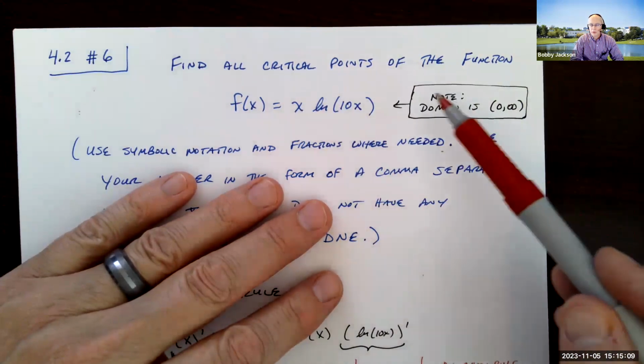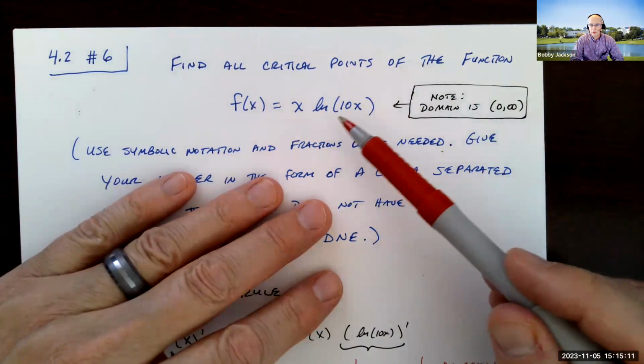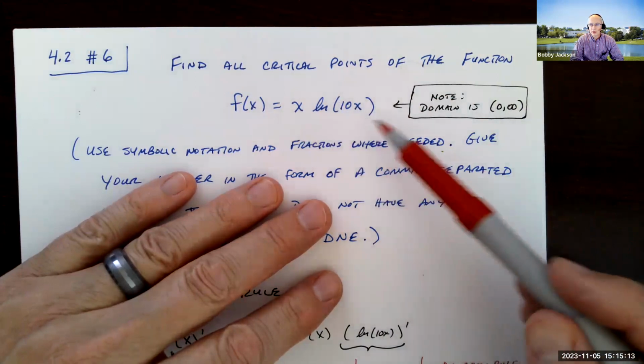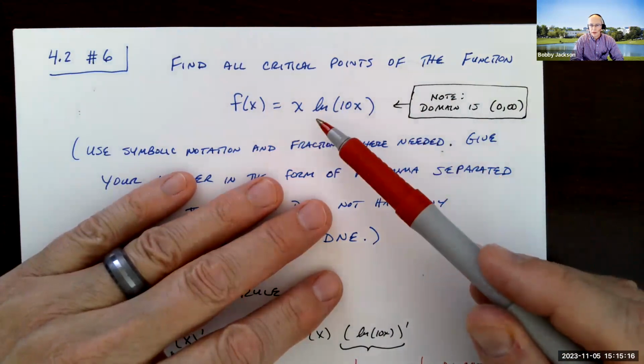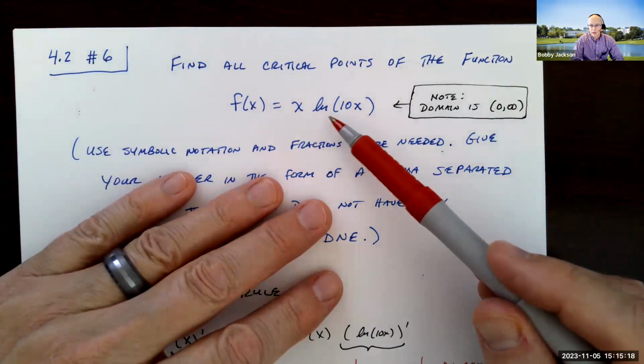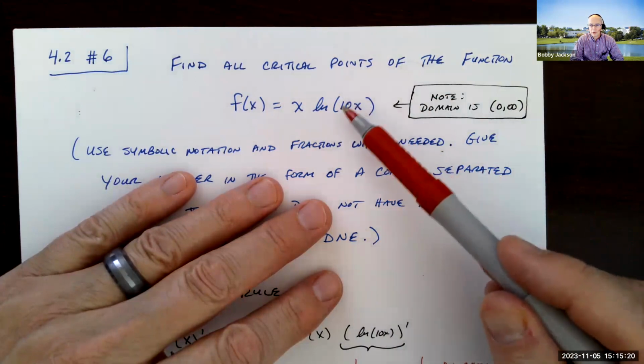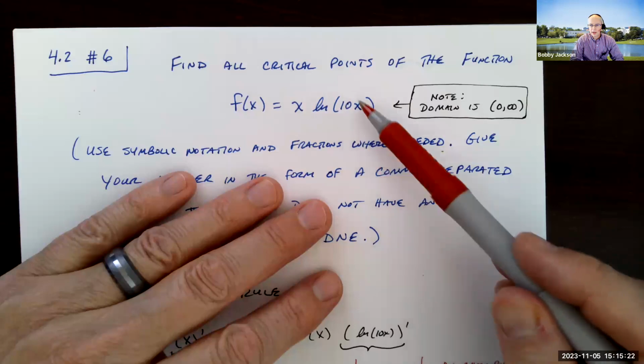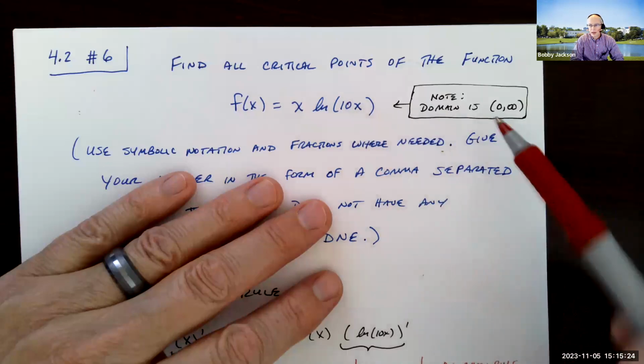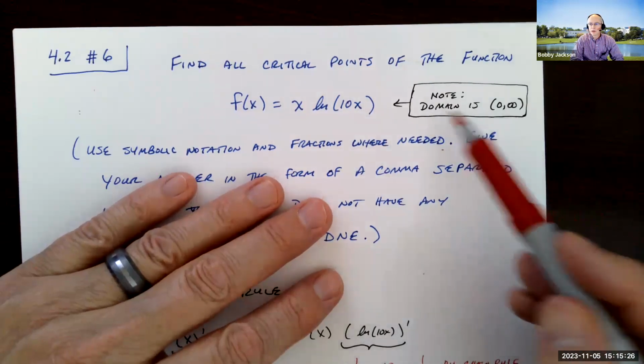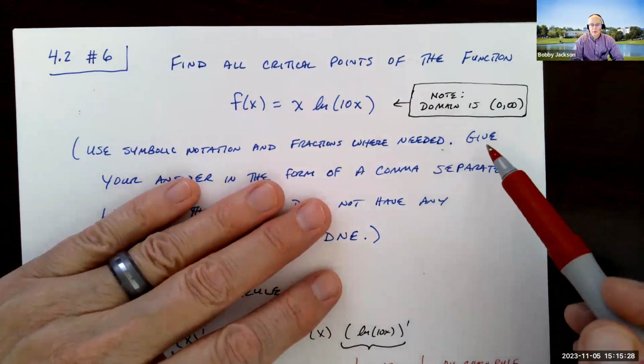Just a quick note, this is not including the information, but you should realize that the domain of this function is not all real numbers, right? The logarithmic function here, log base e, ln, its input must be greater than 0. So 10x must be greater than 0, meaning x has to be a positive quantity. So the domain will only be positive values.